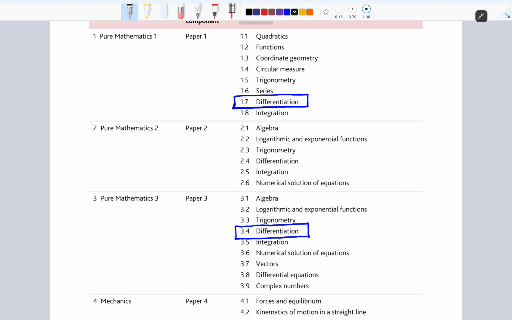Okay, so we are going through our AS and A2 revision series, and now we are doing a very interesting topic, and it's going to be differentiation. Now, before we get into the work, I'm going to do it very fast, quickly summarizing the things for you.